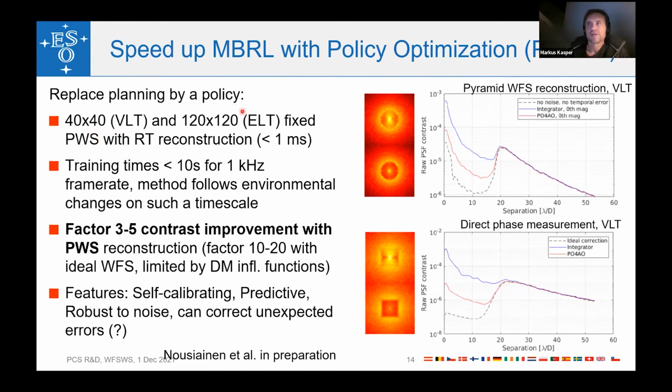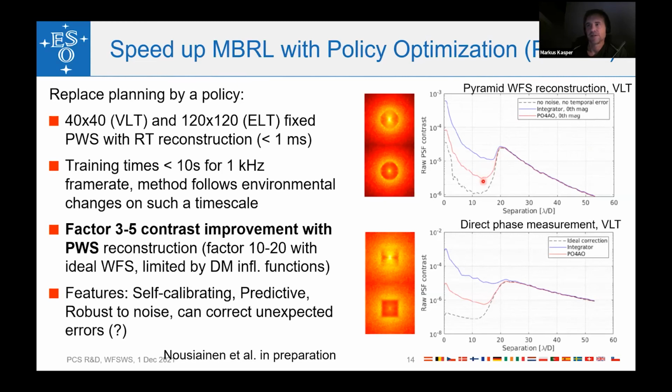So what we can reach with this method is inference times of less than a millisecond for either VLT scale systems like SPHERE or ELT scale systems. So this method is really fast, and it works either on the VLT or on the ELT. The training time that is needed to develop the policy and make the system outperform the integrator controller is less than 10 seconds. So you close the loop without knowing anything about the system, no interaction matrix, no nothing. You wait for 10 seconds while the system plays around, and then it starts to become better than the integrator control. And the method therefore follows environmental changes on these time scales.